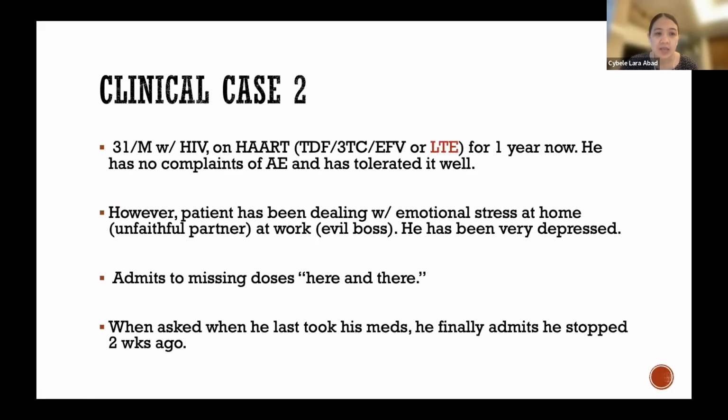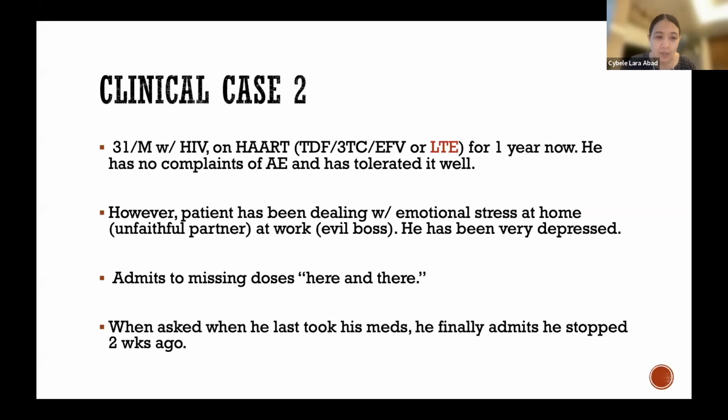So this other case is a 31-year-old male, again on ART for the last year, again on LTE, no complaints of adverse effects or AEs, and has tolerated pretty well. However, in the last couple of weeks, he's been dealing with a lot of emotional stress at home. He says his partner has been unfaithful, and at work, he has this evil boss. So he's not doing very well either at home or at work, and he's been very depressed and very anxious. And so he's been missing doses here and there.